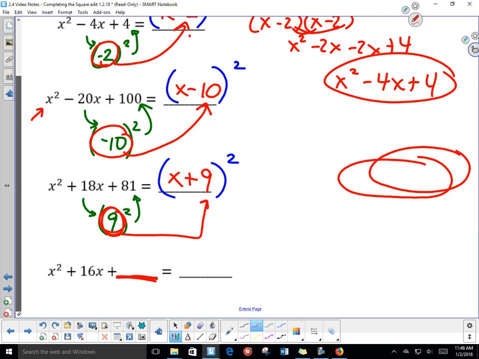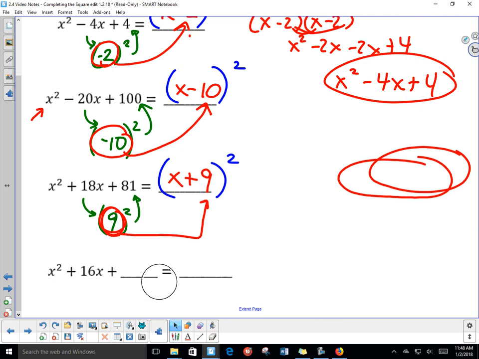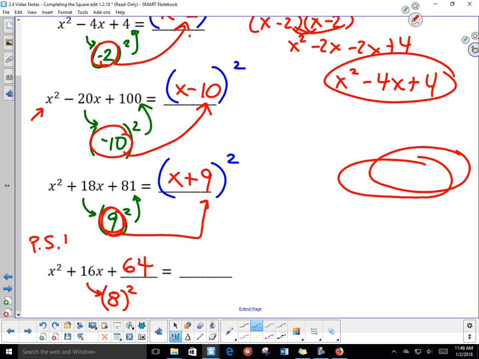So now that we've looked at that pattern, can we figure out what we should have right here in this blank? Well, let's follow that same pattern. We're going to take half of 16 is 8, and then 8 squared is going to be 64. So 64 was the number that we needed to make a PST, a perfect square trinomial, and then x squared plus 16x plus 64 can be written as a binomial squared. What would that binomial be? Well, remember, here's your clue right here. That's the number that has to go in with the x, so it's going to be x plus 8 quantity squared. All right, so this is how to make perfect square trinomials.